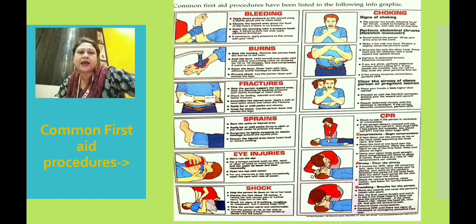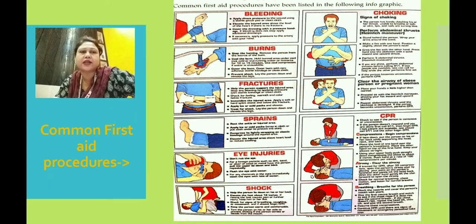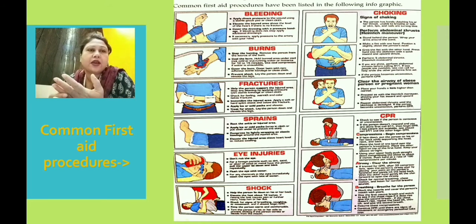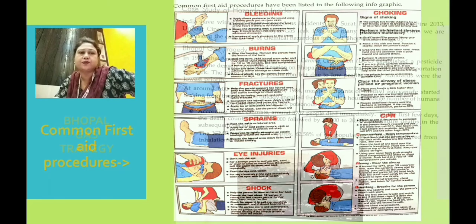Then here we have some common first aid procedures, which have been listed in the following graphics. As you can see, the first one is bleeding, then choking, so what we can do when we are choking. Then we have burns, fractures, sprains, eye injuries, shock, and then CPR. So here we have certain first aid procedures which you should go through.